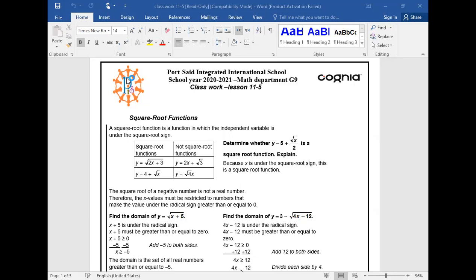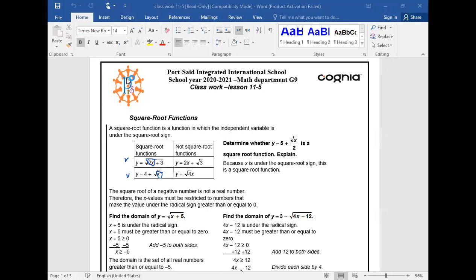So in front of you now, we have square root functions: y equals square root of 2x plus 3, and y equals 4 plus square root of 3x. If you look at the variable x, you will find that the variable x lies under the square root sign. So those are two examples of square root functions.